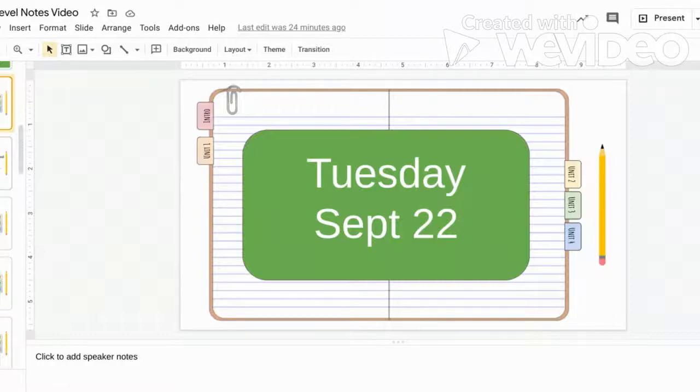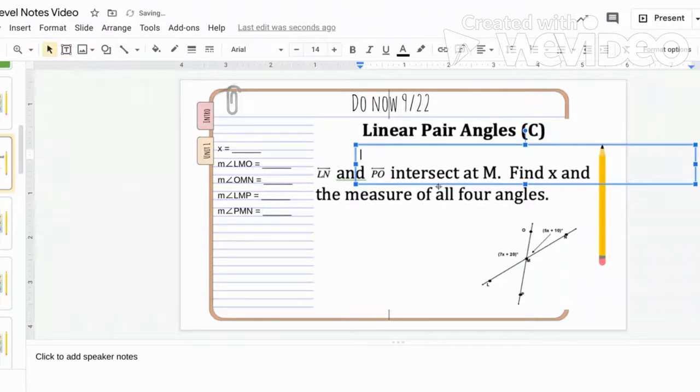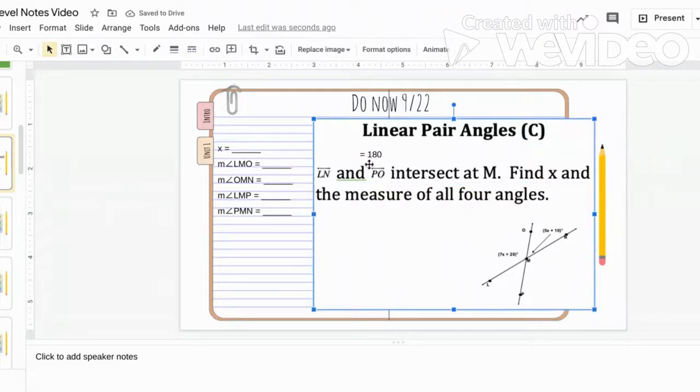Tuesday, September 22nd. Linear pair angles. We know that linear pair angles always add together to equal 180 degrees. So you're going to take the two expressions, add them together, and set them equal to 180 degrees.